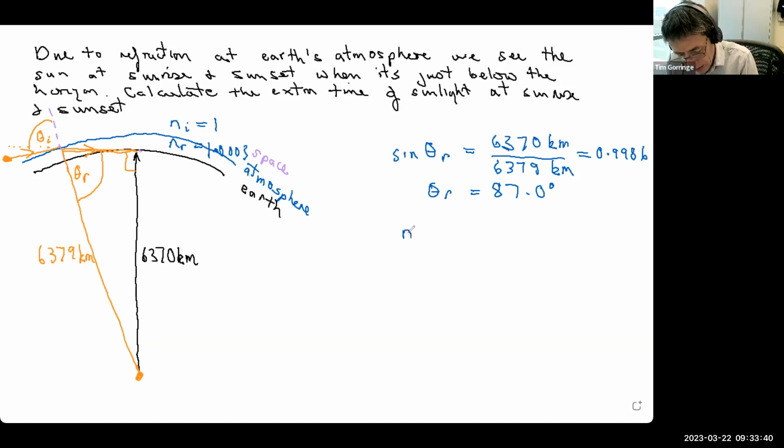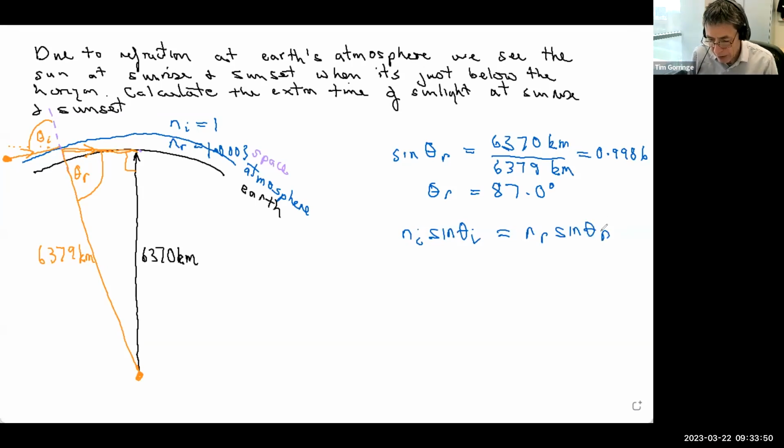Let me write down Snell's law. Ni sine theta I equals Nr sine theta r. Remember, it is the product of the refractive indices and the sines of the angles, being the directions of the light rays in the two different media, the incident medium and the refractive medium. Those products must be equal to one another. In our case, we want sine theta I. And so I can just divide through by Ni. Ni is just 1, in fact, and I can fill in the numbers.